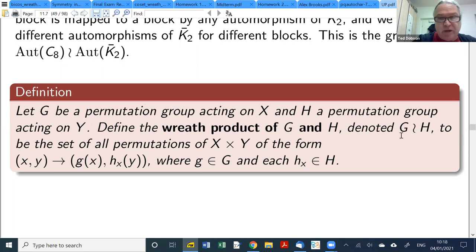I'll denote it with the same symbol that I used before to be, I forgot, there it is, the set of all permutations of X cross Y. And what you do is in the first coordinate, you permute with an element of G. And in the second coordinate, you permute with an element of H. And that H depends upon which coordinate of X you're in. So that's this group G wreath H. Now, you may think that you don't quite understand that yet. And if you've never seen it before, you're not really going to pick it up fully with a simple glance at the definition.